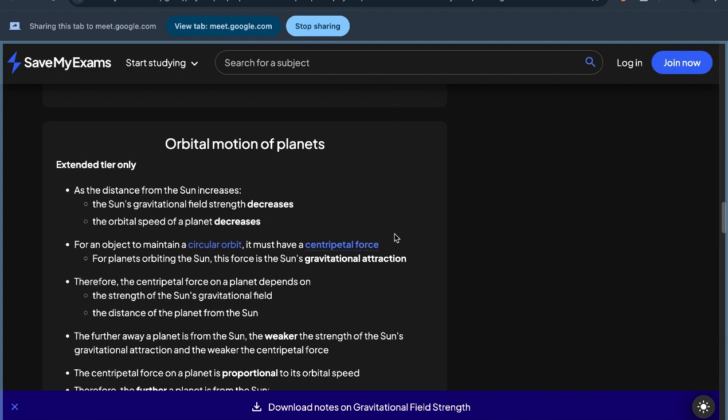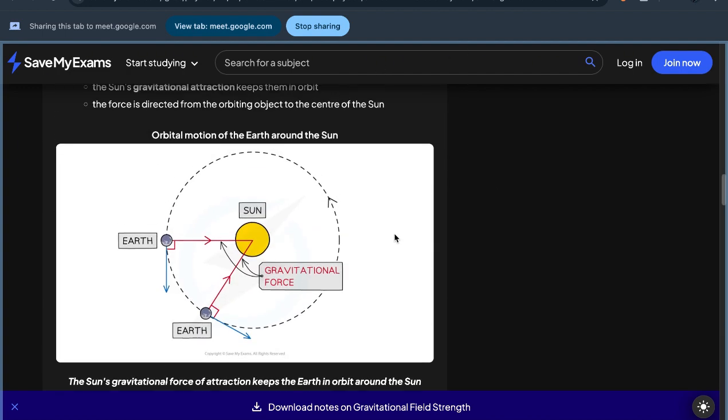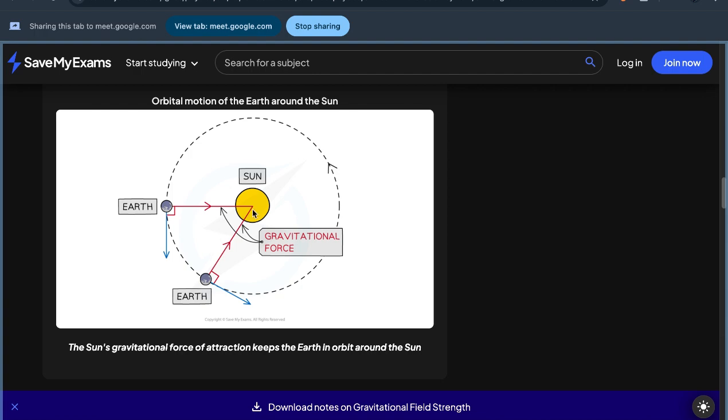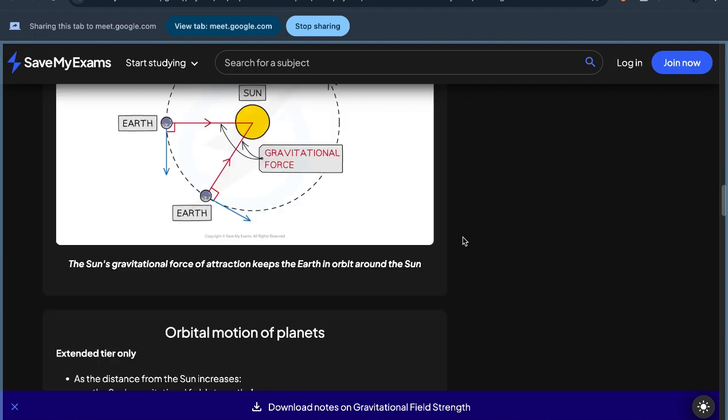For example, let's take a look at this one. This is a centripetal force pulling you towards the center of the bigger object. If there's a force pulling you away from here, it's called centrifugal force. If a force is acting on you out to outer space, it's called centrifugal force. Okay, now let's quickly move on.